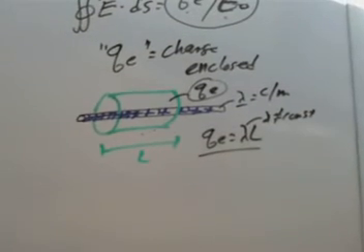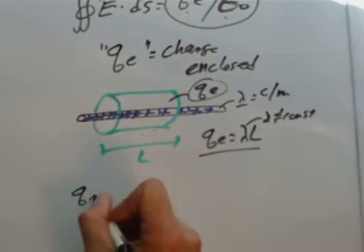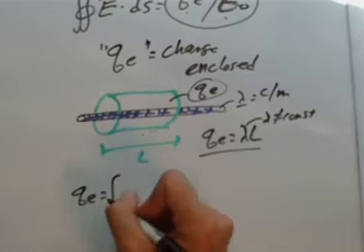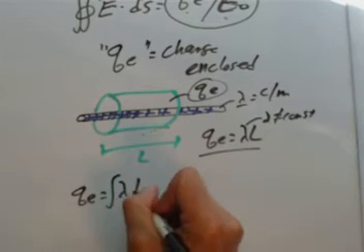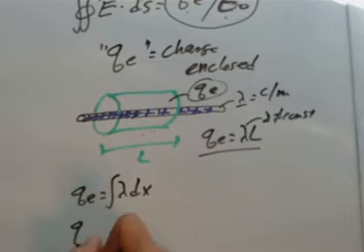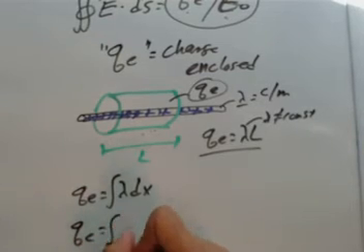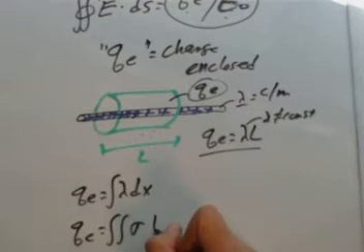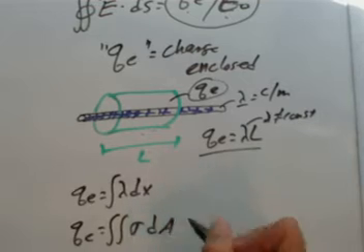So the way you should think about enclosed charge is something like this. The enclosed charge should always be in the form of an integral. It should be something like lambda dx if it's a one-dimensional case, or if it's a two-dimensional case, something like sigma times dA.